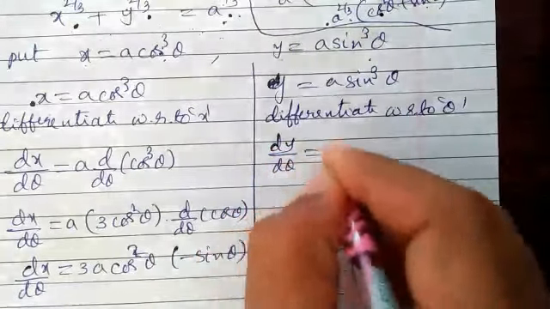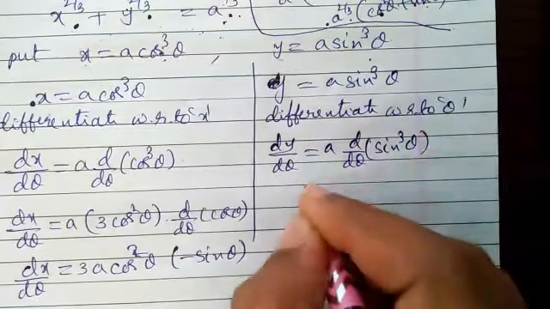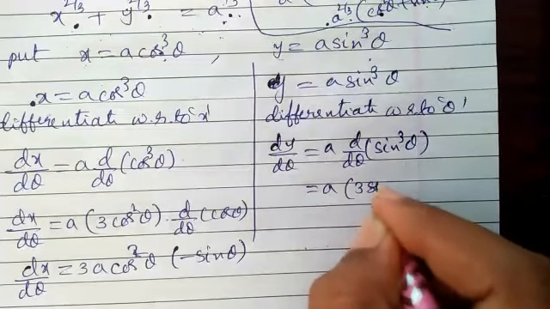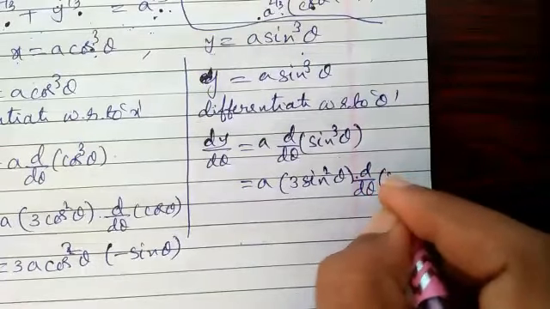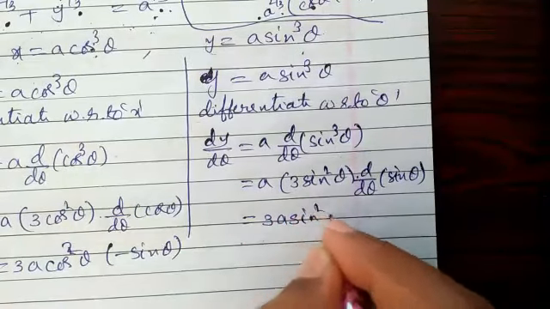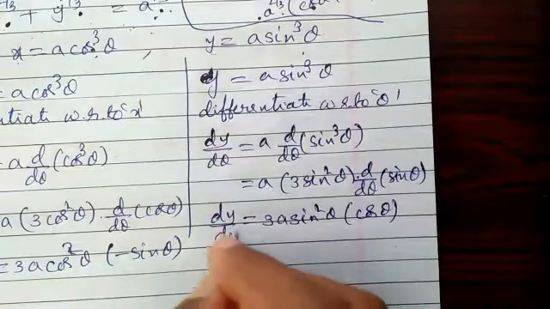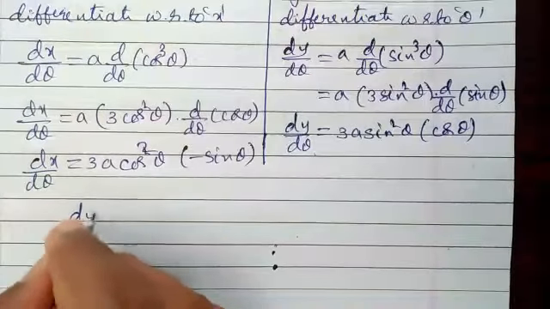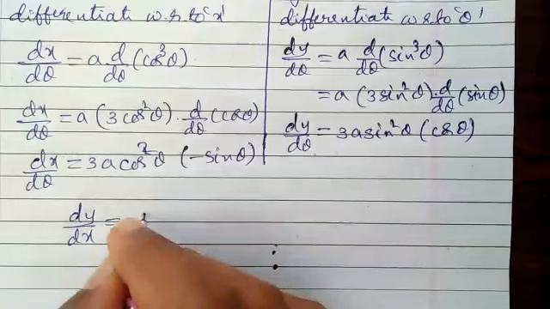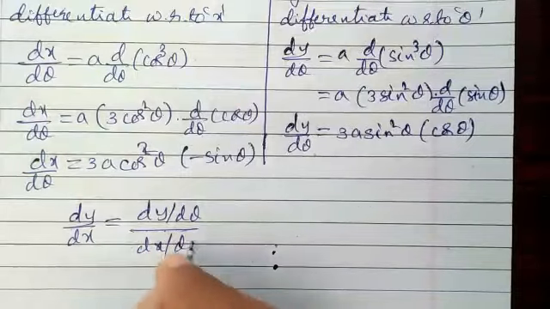dy by d theta is equal to a into d by d theta of sin cube theta, which is a into 3 sin square theta into d by d theta of sin theta, that is 3a sin square theta into cos theta. This is dy by d theta. Finally, we have to find dy by dx. dy by dx means dy by d theta divided by dx by d theta.